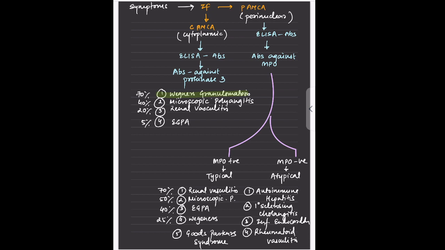So these are the percentages of C ANCA present in these diseases. First of all Wegener's, then microscopic polyangiitis, then renal vasculitis, and then EGPA. Now if there are antibodies against MPO, and the MPO is positive, that is called the typical one. If it is negative, then it is atypical. When renal vasculitis should come to mind, then we have microscopic polyangiitis, then EGPA, Wegener's comes last, and then we have Goodpasture syndrome. So this is the newer added thing.